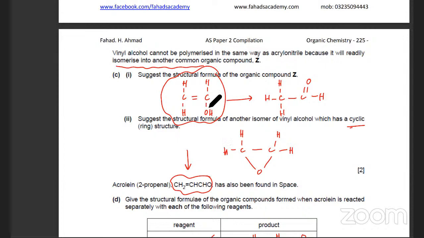Okay, no, I didn't change the position of the functional group in this case. I changed the functional group altogether. Okay, this was an alkene and an alcohol. I turned it into an aldehyde. Okay, exactly.